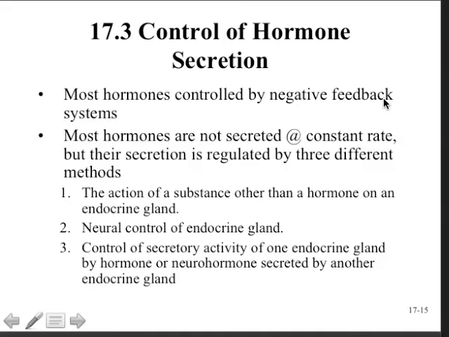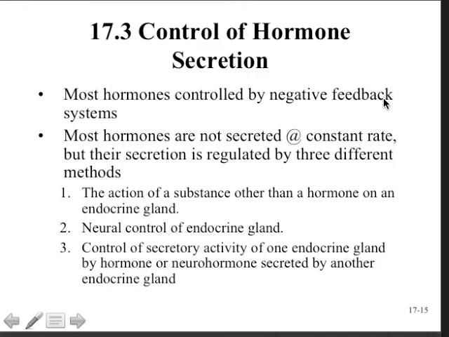So how do we control hormone secretion? Well, negative feedback is the major way that we determine when and where we need certain amounts of hormones. Most hormones aren't secreted at a constant rate, but their secretion is regulated by several different methods. One is by the action of a substance other than a hormone on the endocrine gland. So some sort of condition in the body will produce a component, say in the blood plasma or in the body fluids, that will feed back to the endocrine gland and turn it on or turn it off.